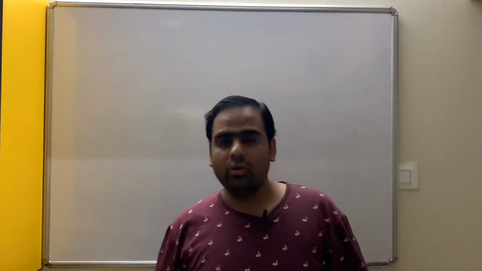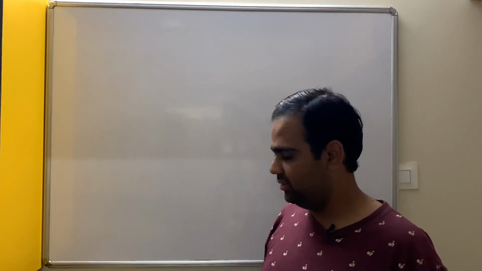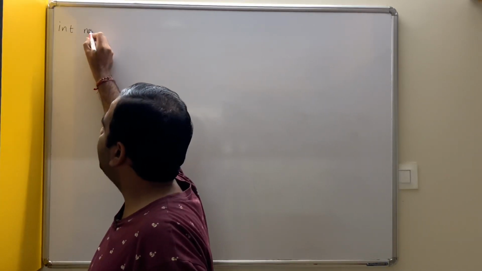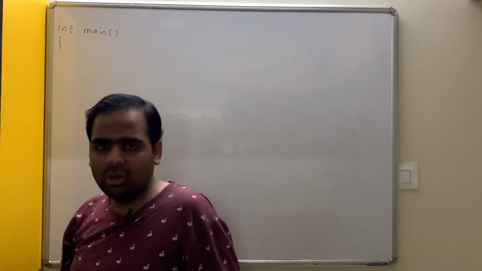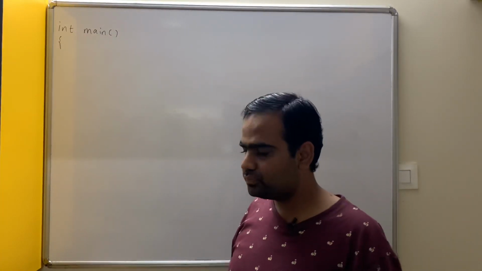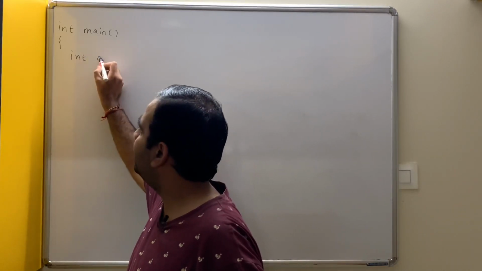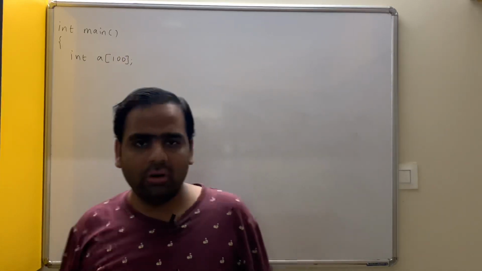Let us write the code to reverse an array between the lower limit and the upper limit. Let me start with int main. You have to write the appropriate prototypes of all the functions that I am going to use along with the header files. We need an array. Let's declare an array, int a of 100. You can say int a of 1000, 10,000 or something.